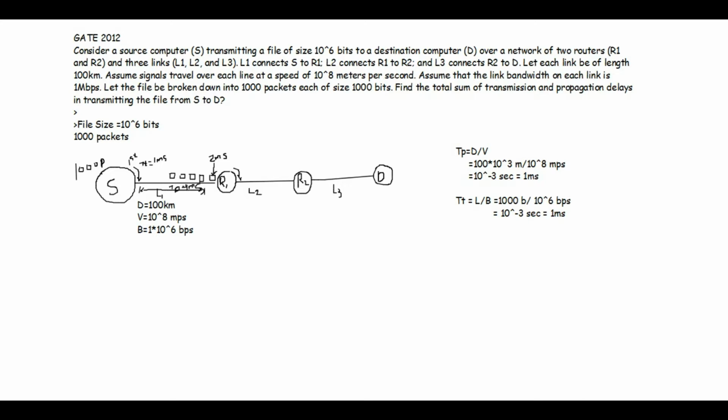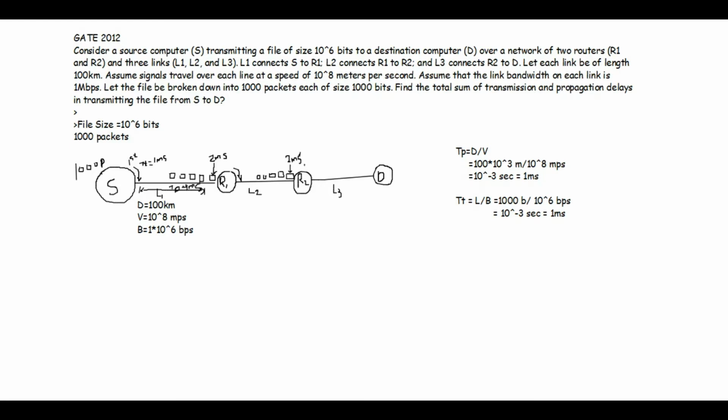for that it will take 1 millisecond, and to reach router 2 from router 1, it will again take 1 millisecond. Okay, so in total, when that packet goes from router 1 to router 2, it will again take 2 milliseconds. And as I told you, when this packet is on the way to router 2, other packets are following the first packet. Okay, means all these packets are in the queue.